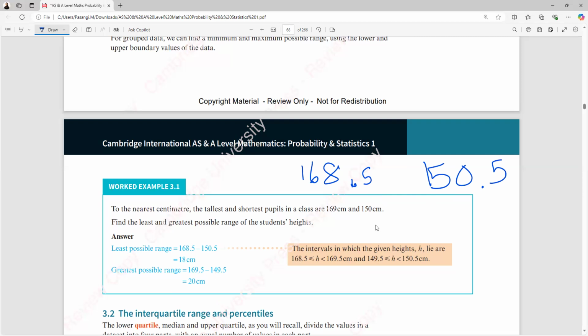The actual range will be like this. 169 is rounded off from 168.5 up to 169.4, right? All of those ones will be rounded to 169. That's why here they have considered the upper bounds and the lower bounds, right? Yes. Okay, that's how it comes. So that is it.